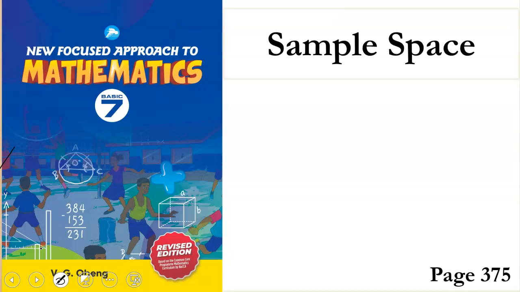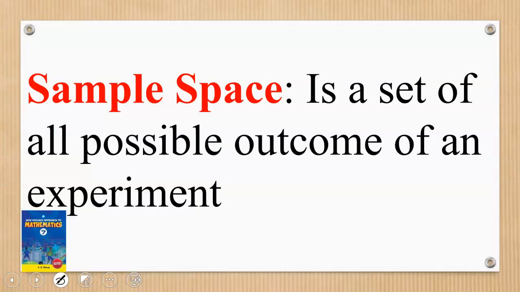In this video, we are looking at sample space, another terminology that we need to understand when dealing with probability or chance. This lesson can be found also on page 375 as the previous one, because this is the continuation of the basic terminologies under the introduction of probability. Now, what is sample space? Sample space is a set of all possible outcomes of an experiment. We learned from our previous lesson that experiment simply means any action or operation whose outcome is not certain.